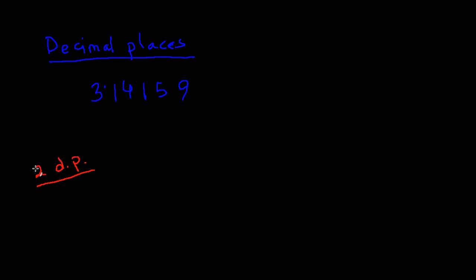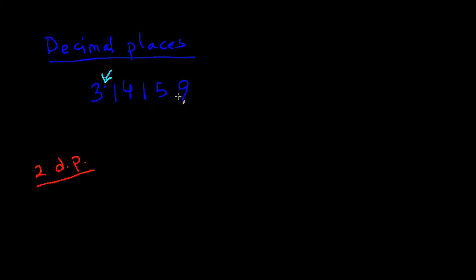For decimal places, we look for the decimal. The decimal is right over here, and we look at the position of the other numbers from the decimal. What do I mean by that? For two decimal places, you look at 1 and 2. We keep up to here, and the rest we get rid of.